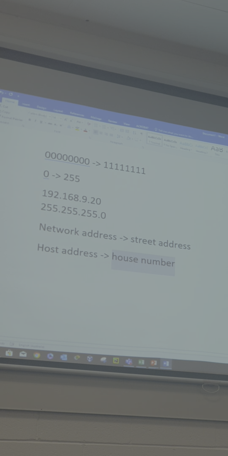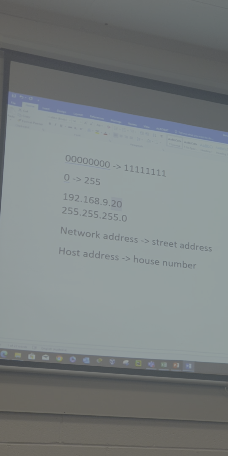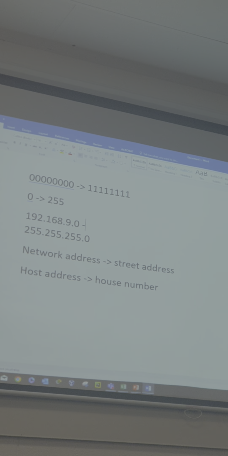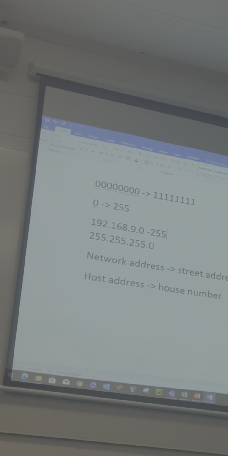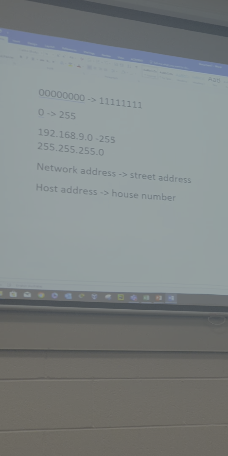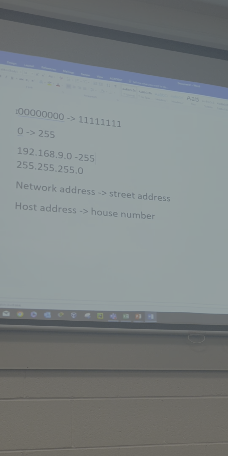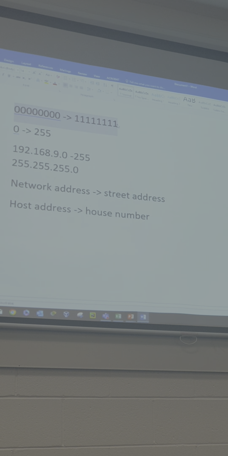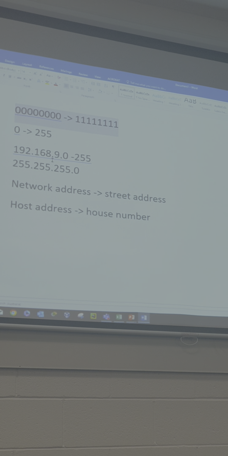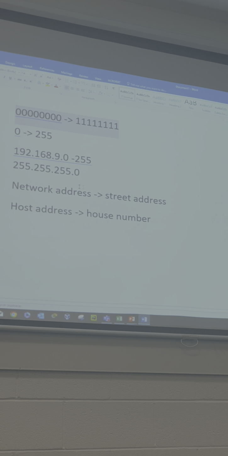So for instance, in this network, 192.168.9, these numbers here can go anywhere from 0 to 255, because that's what we set up here. So 192.168.9.0 up to 192.168.9.255. All the available addresses can't go higher than 255, which means there are 256 addresses in this subnet, 0 to 255.